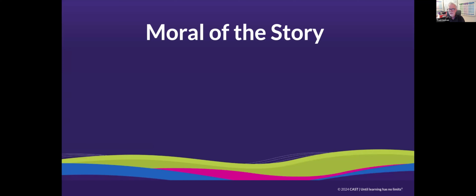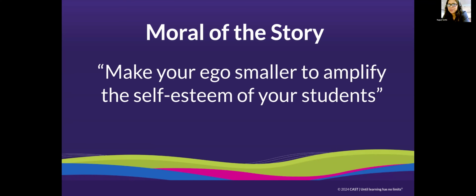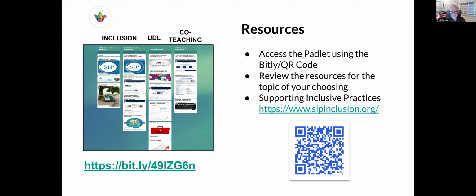So we're going to leave you. Yeah, moral of the story. So we started with a story and we want to leave you, and every good story has a moral. So the moral of the story that we shared today is that we have to make the teacher's ego smaller, to amplify the self-esteem of your students. We have to really think that we are small, and make our ego smaller, to boost the self-esteem of our students, all students.